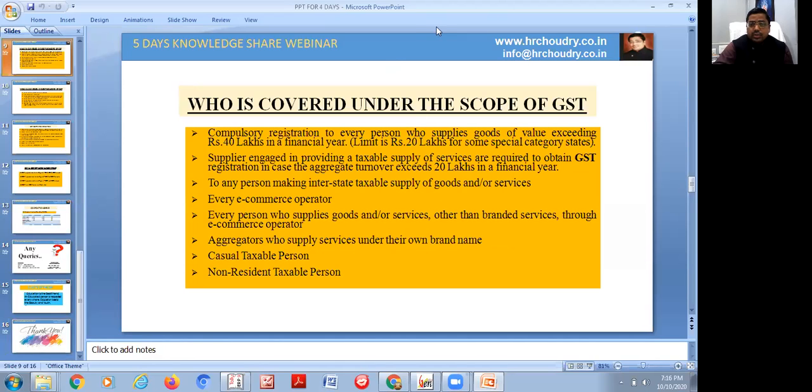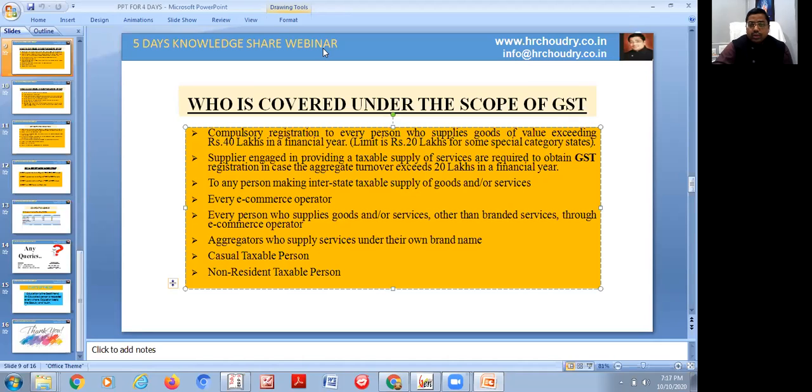Who is covered under the scope of the GST Act? Registration is compulsory for every person who supplies goods with turnover exceeding 40 lakhs in a financial year. Suppose your turnover for goods is more than 40 lakhs, then it is compulsory for you to take GST registration. In case of services, it is 20 lakh rupees.